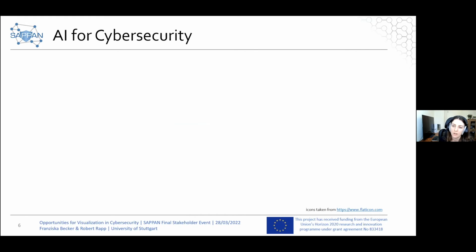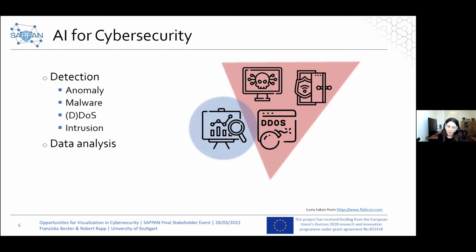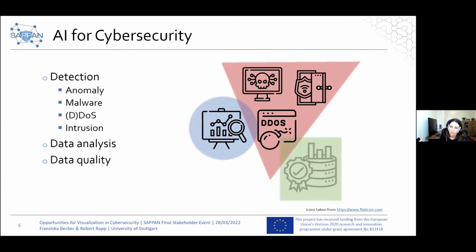Yes. So now I will briefly talk about AI for cybersecurity and how visualization can figure into that. According to a recent survey by Dasgupta et al., many applications for AI and cybersecurity focus on some kind of detection, like detecting anomalies, malware, a DDoS attack, or an intrusion. So those are the obvious ones. And I think the previous presentations have also shown that this is an interesting area for AI and cybersecurity. But of course, you can also do data analysis and in turn look at data quality using AI. So there is quite a number of ways in which AI can contribute to cybersecurity applications, which makes it quite a good target for increased scrutiny and support with any means available, which includes visualization.